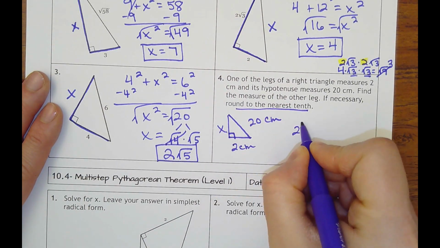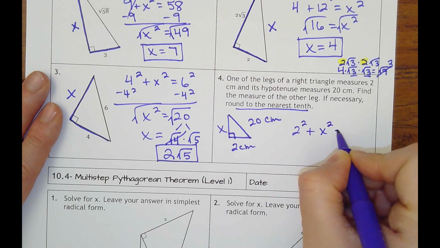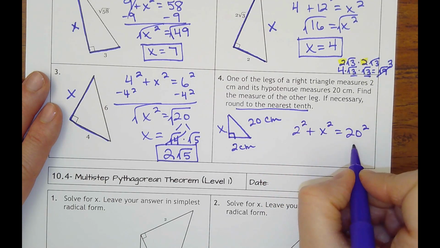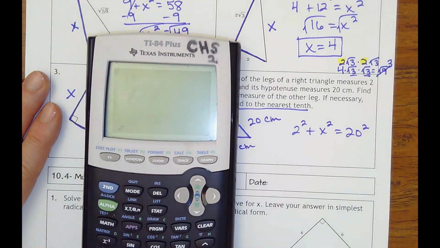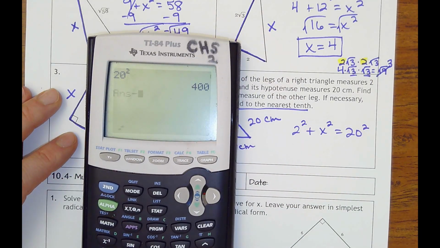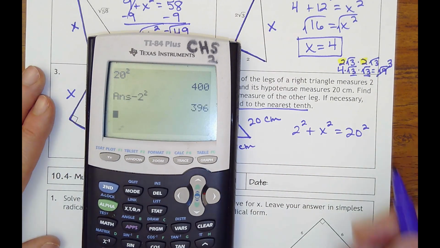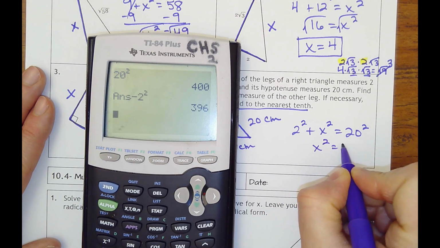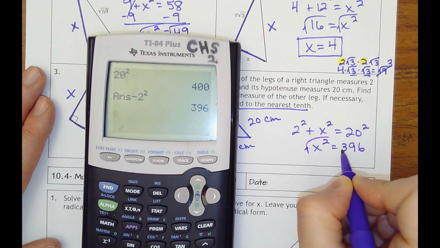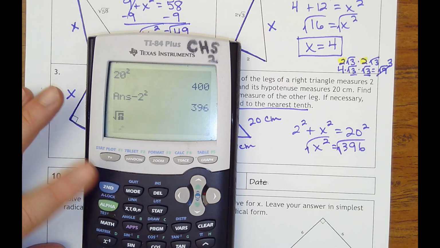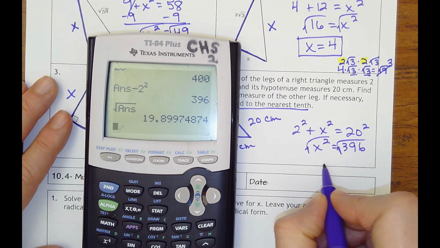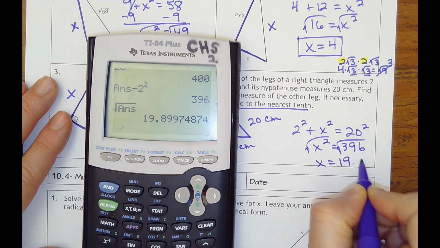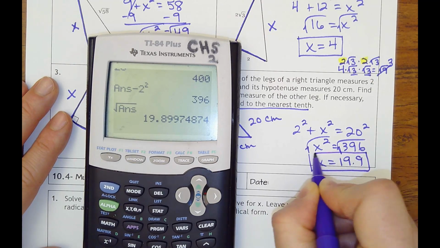So I'll have 2 squared plus x squared equals 20 squared. 20 squared is really 400. Minus 2 squared is 4. So it'd be 396. And then square root of that. 19.9. And that's it.